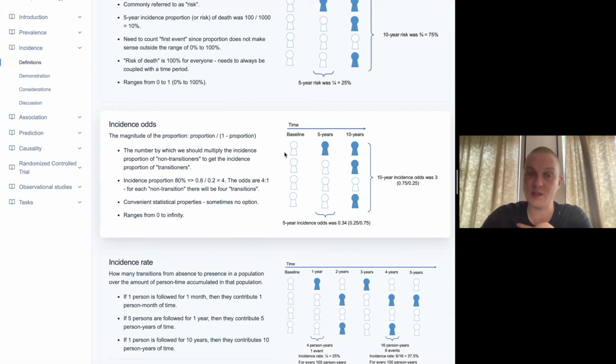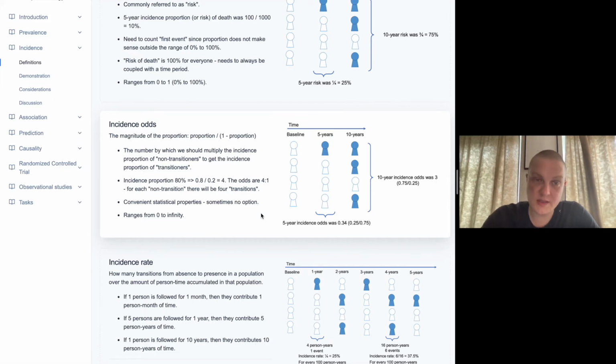So here, just as before, 4 individuals don't have the factor. After 5 years, 1 individual has transitioned. The odds are now 0.34. So the odds of transitioning are 0.34. And after 10 years, the odds were 3.